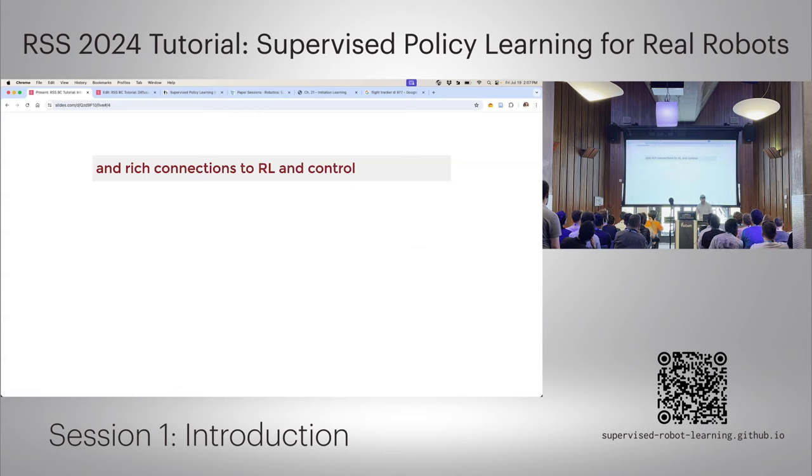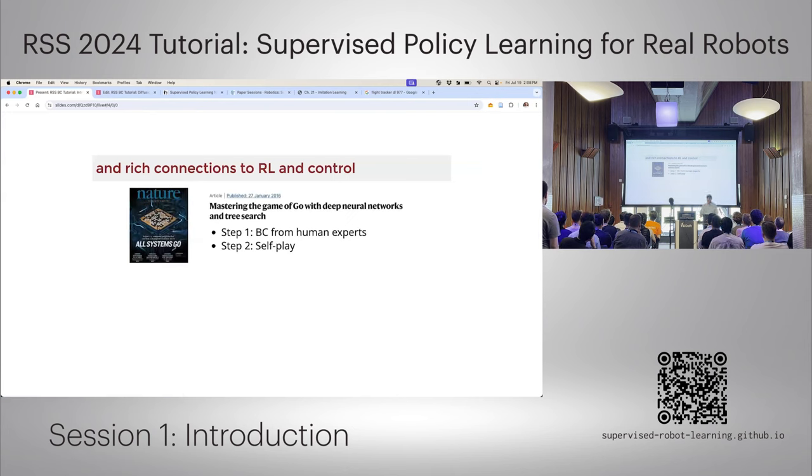Of course, it has rich connections to RL and control, and even if you only care about RL, I think it's still very relevant. In one of our classic success stories in RL, the first step in AlphaGo, not AlphaZero, which eventually replaced it, the thing that got everything off the ground in the original AlphaGo paper was behavior cloning from human experts. That was enough to get it to a decent level of play, but not championship level. Then it was the self-play on top of that that got us to master championship level. I wouldn't be surprised if we see something similar play out in the manipulation space.